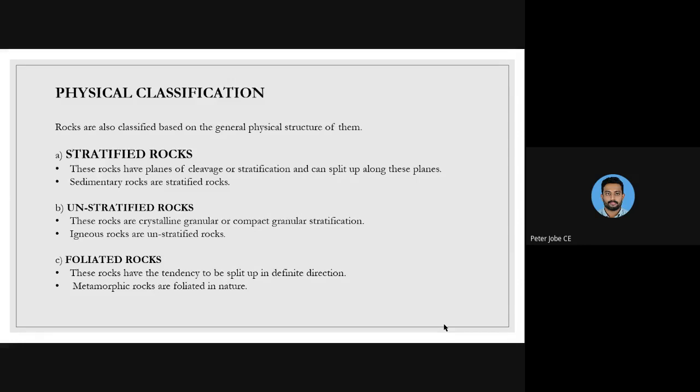And these are the physical classification. Sedimentary rocks will come under the stratified category. Similarly, all igneous rocks will be unstratified because they are not formed as a result of any sedimentation process, etc. They are instantly produced, and they'll be granular or compact crystalline in nature. So this is the third classification.